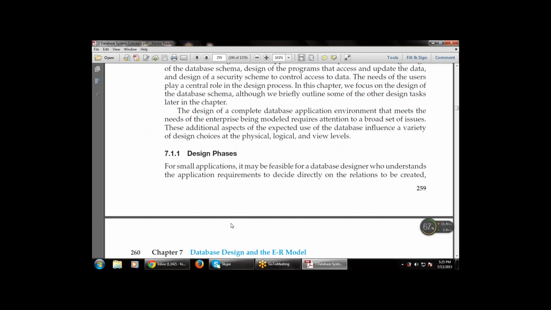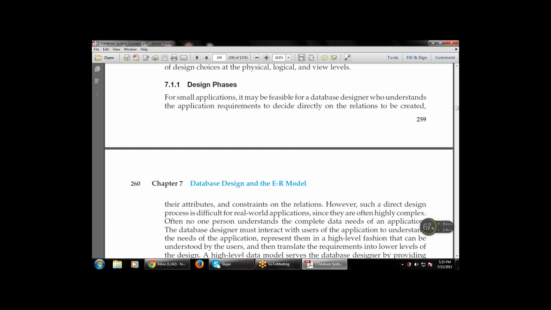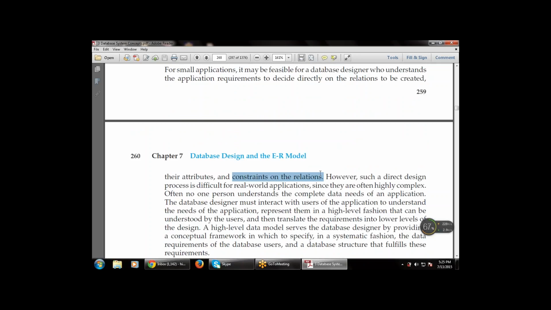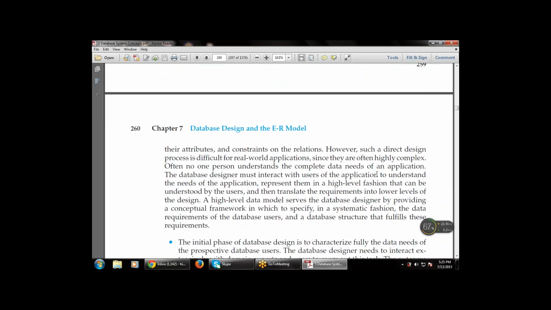So that is the design phase. In case of small applications, in case of small systems, there is also a facility for the application programs or the application requirements to directly deal with the relationships that are to be created, their attributes, and their constraints on the relation. However, such a direct design process is difficult for real world scenarios since they are often highly complex.